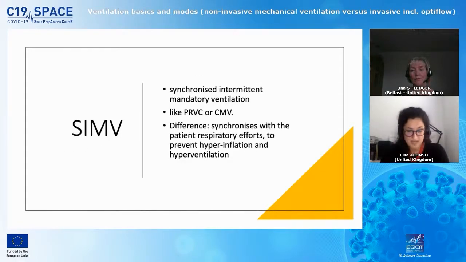This next mode, SIMV, standing for synchronized intermittent mandatory ventilation, is similar to PRVC or CMV. The difference is that it synchronizes with the patient's respiratory efforts in order to prevent that hyperdistension and hyperventilation.